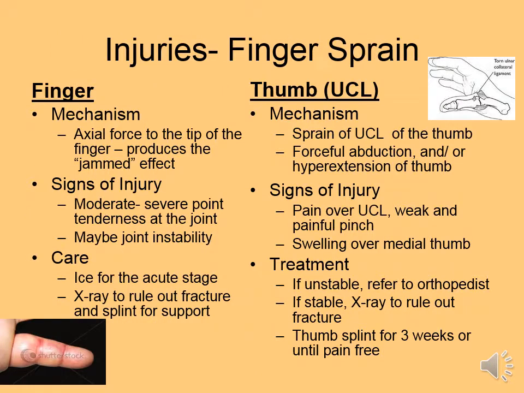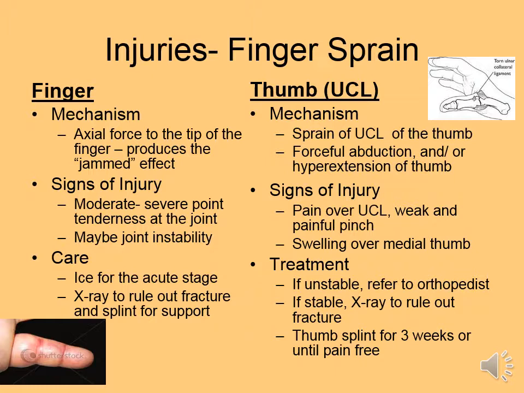As far as injuries to the fingers, usually with a regular finger sprain, or digits 2 through 5, our mechanism here is going to be an axial force to the tip of the finger. So basically a ball will hit the tip of the finger, or somebody will run their finger into something, and that produces the jammed effect.